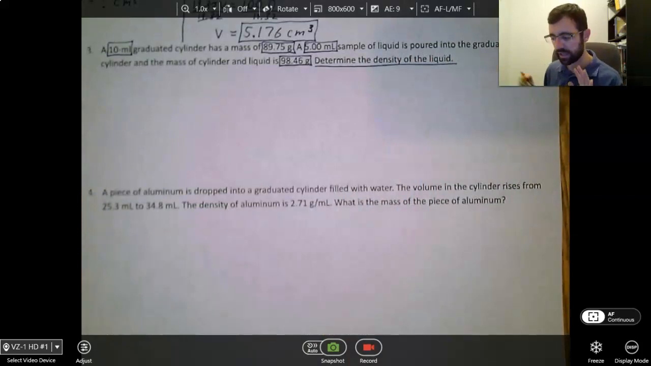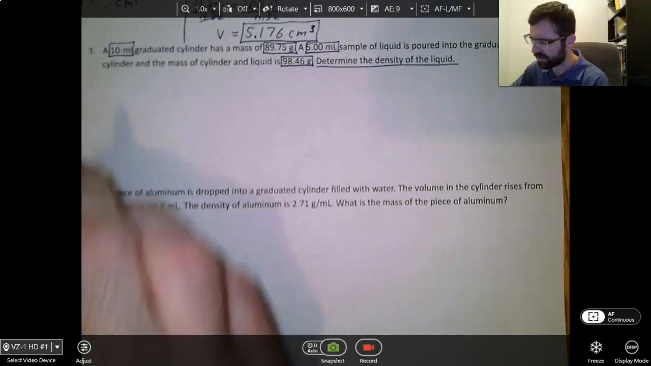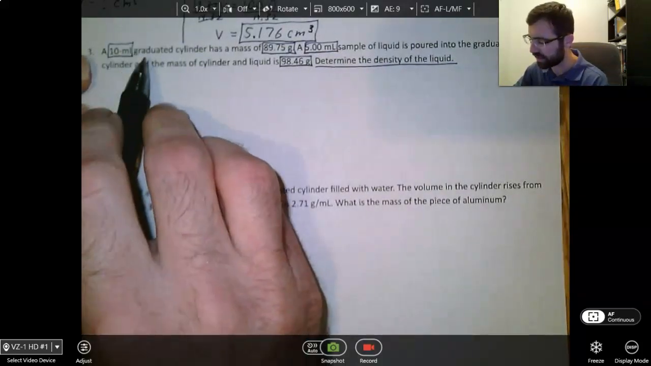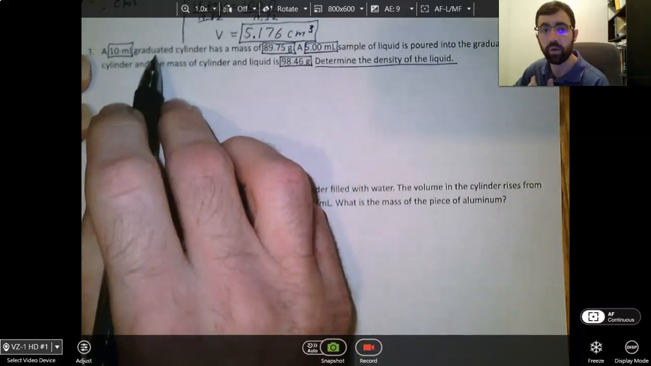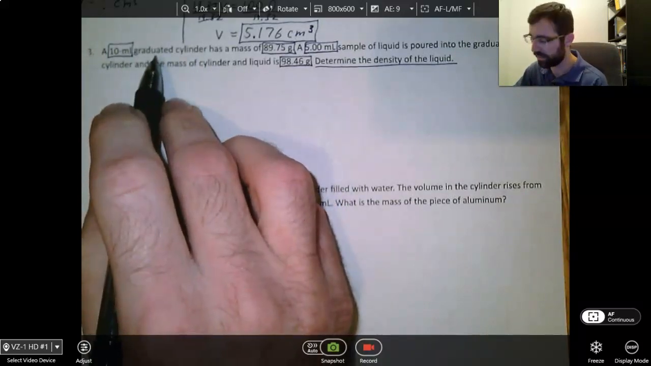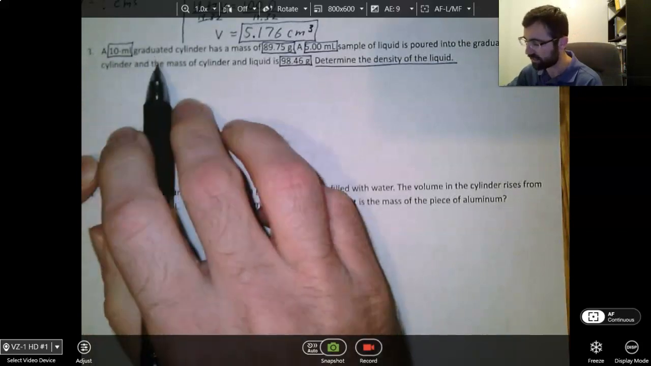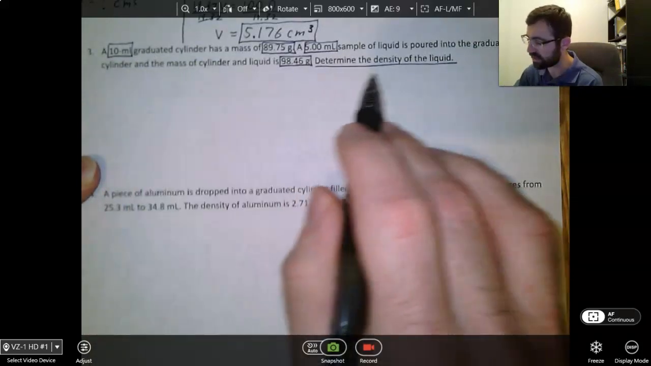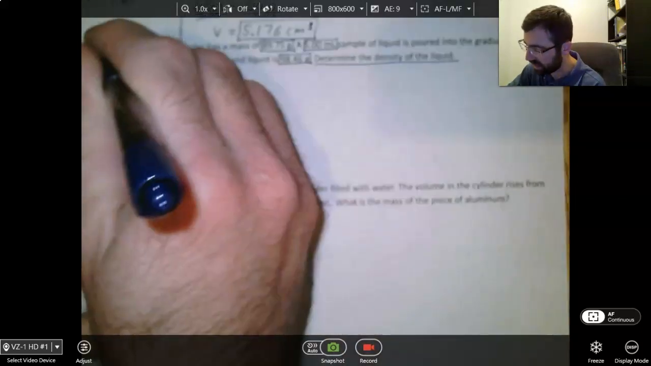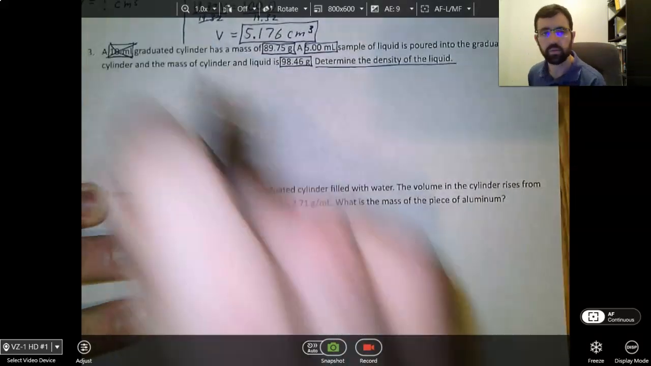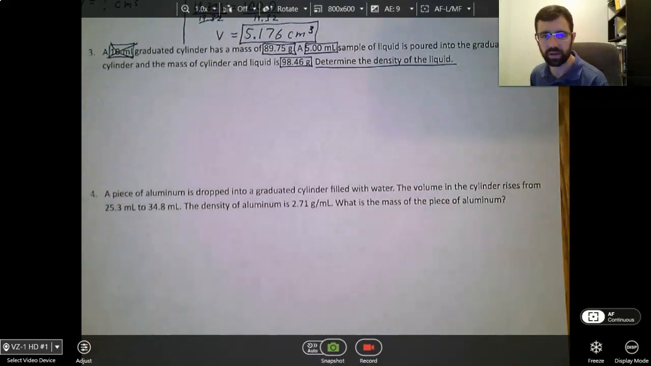Okay, now let's see if we can get organized and figure out what is what in this problem. All right, first of all, 10 milliliter graduated cylinder. That doesn't tell me anything about what I'm finding the density of. I'm not trying to find the density of the graduated cylinder. I want the density of the liquid that was in it. I don't really care what size the graduated cylinder was. That doesn't matter.